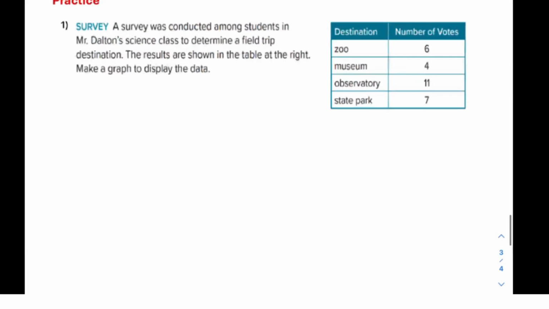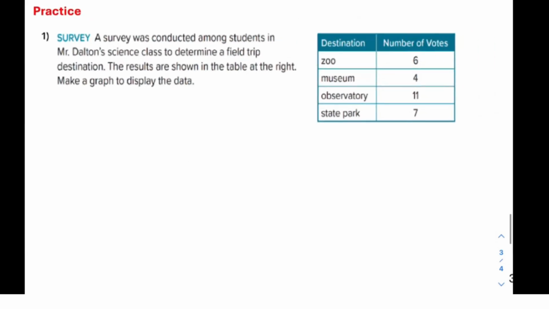Let's see here. A survey was conducted among students in Mr. Dalton's science class to determine a field trip destination. The results are shown in the table at the right. Make a graph to display the data. Now, as we see here, there are different destinations that have nothing to do with each other. So this is called discrete data. And for this, we are going to use a bar graph. It means there will be gaps between the bars, the different columns.